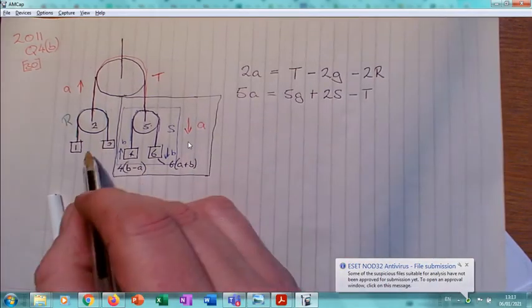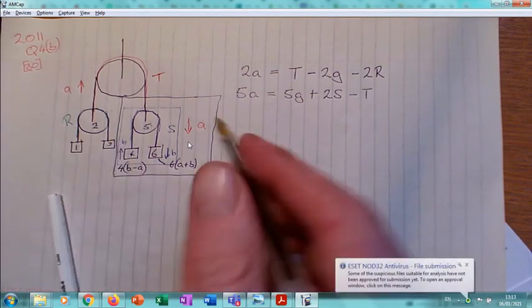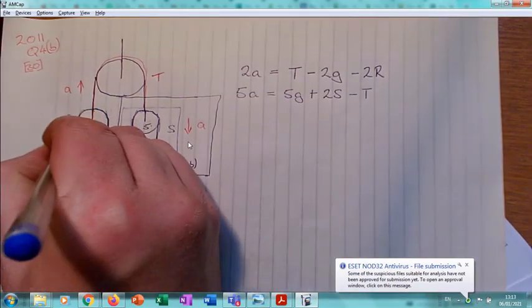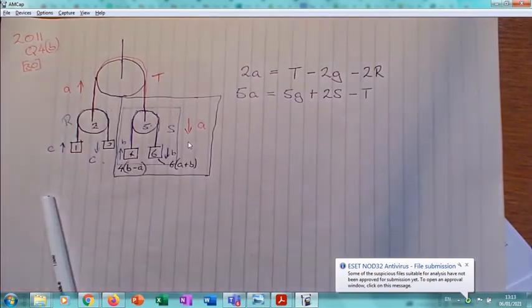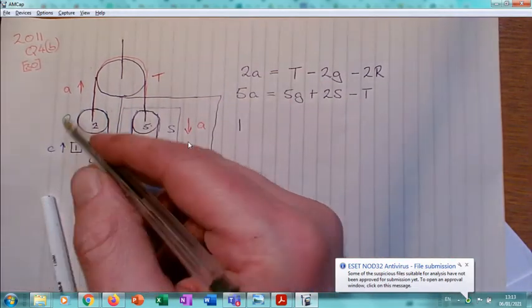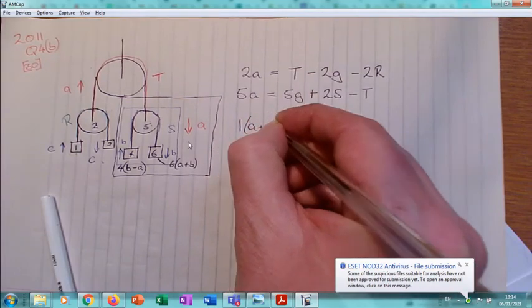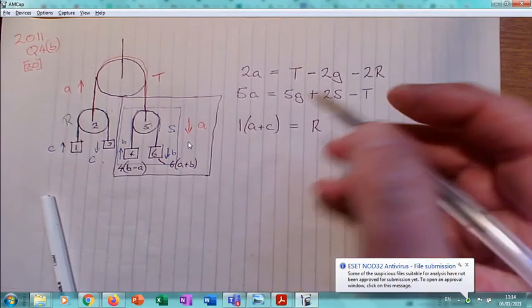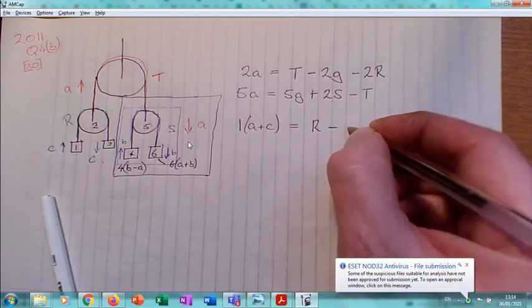Okay, so now we've got to work on the others. I suppose the next one to work on is these, so that's going up with an acceleration of c, and that's going down with an acceleration of c. So let's try and get these out. This mass is going upwards, so it's 1 times (a plus c), and that's equal to, what's the force causing that? The only force causing that is R, minus g.